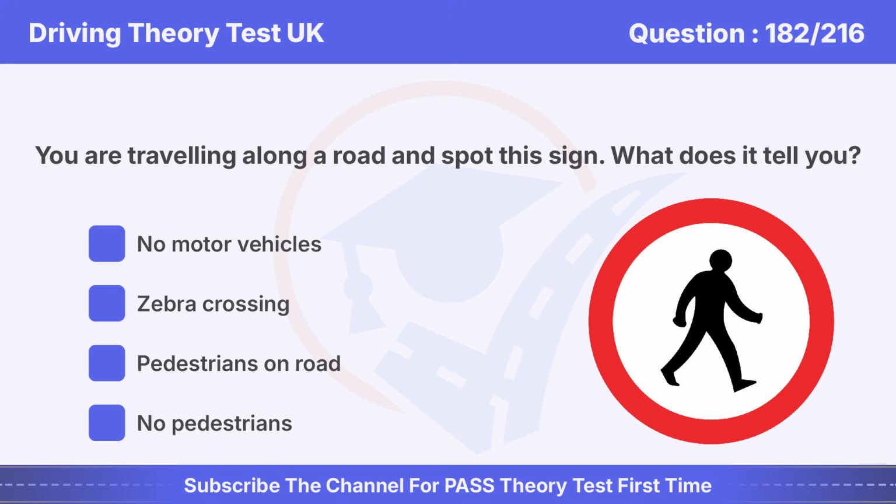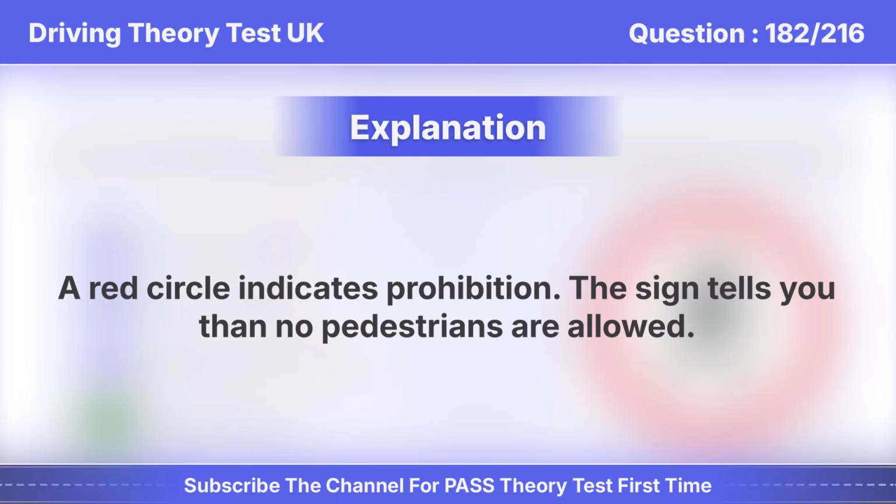Question 182. You are traveling along a road and spot this sign. What does it tell you? Answer is D. No pedestrians. A red circle indicates prohibition. The sign tells you that no pedestrians are allowed.